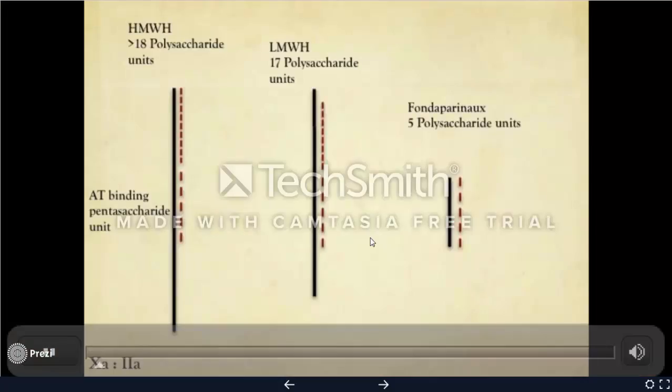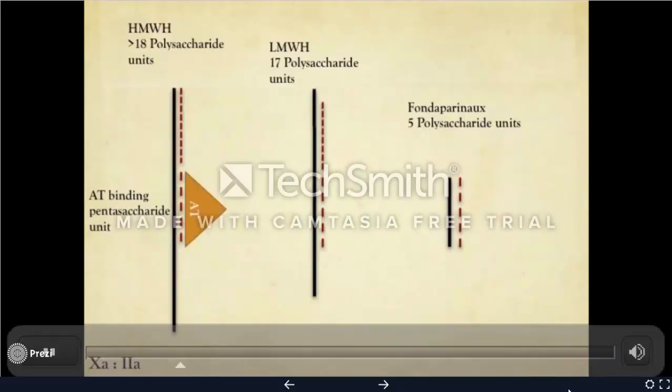In this video, let's have a look at the difference in mechanism of action of high molecular weight heparin, low molecular weight heparin, and fondaparinux. High molecular weight heparin, as the name suggests, has a higher amount of polysaccharide units. And all the heparin molecules contain a pentasaccharide unit which binds the antithrombin.